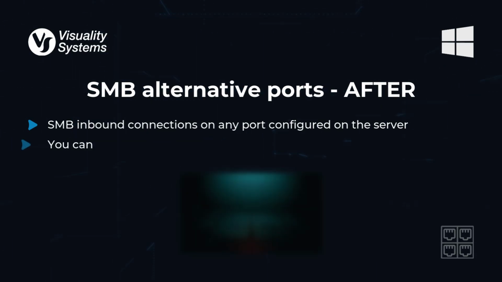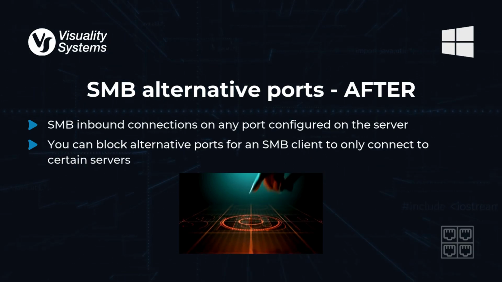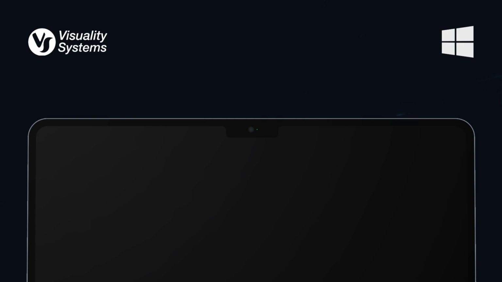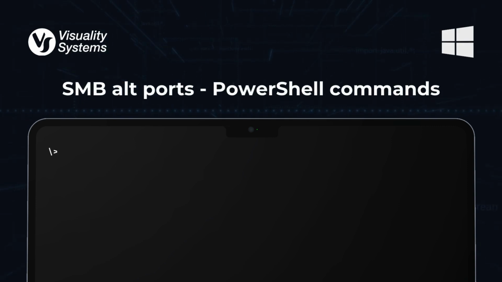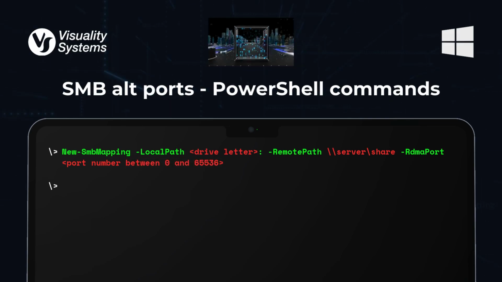However, to maintain control and security, you can block alternative ports on the client side, ensuring that it only connects to specific, authorized servers. You can configure an SMB client to connect using an alternative port by specifying it in the New-SmbMapping PowerShell command. Whether you're using TCP, QUIC, or RDMA, simply provide the desired port number within the valid range of 0 to 65536. This allows for greater flexibility in managing SMB connections while maintaining control over network traffic.